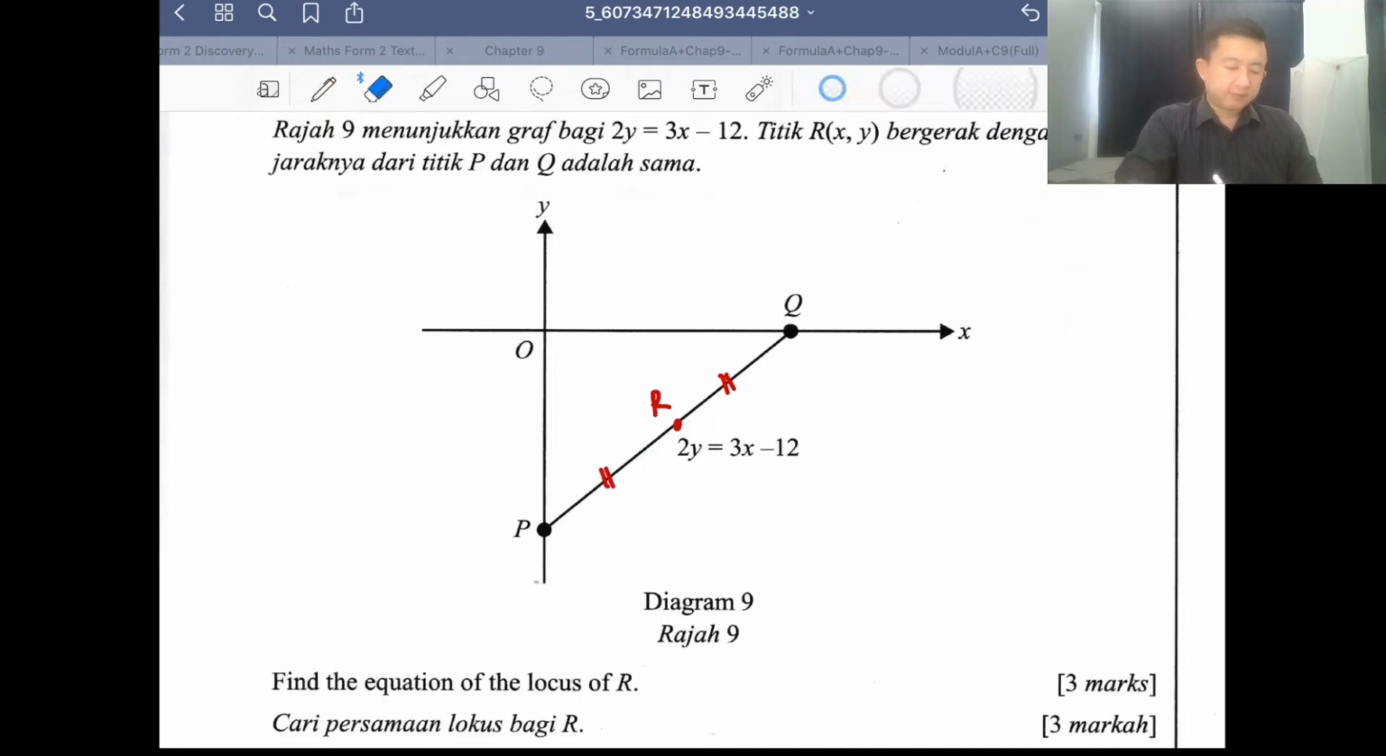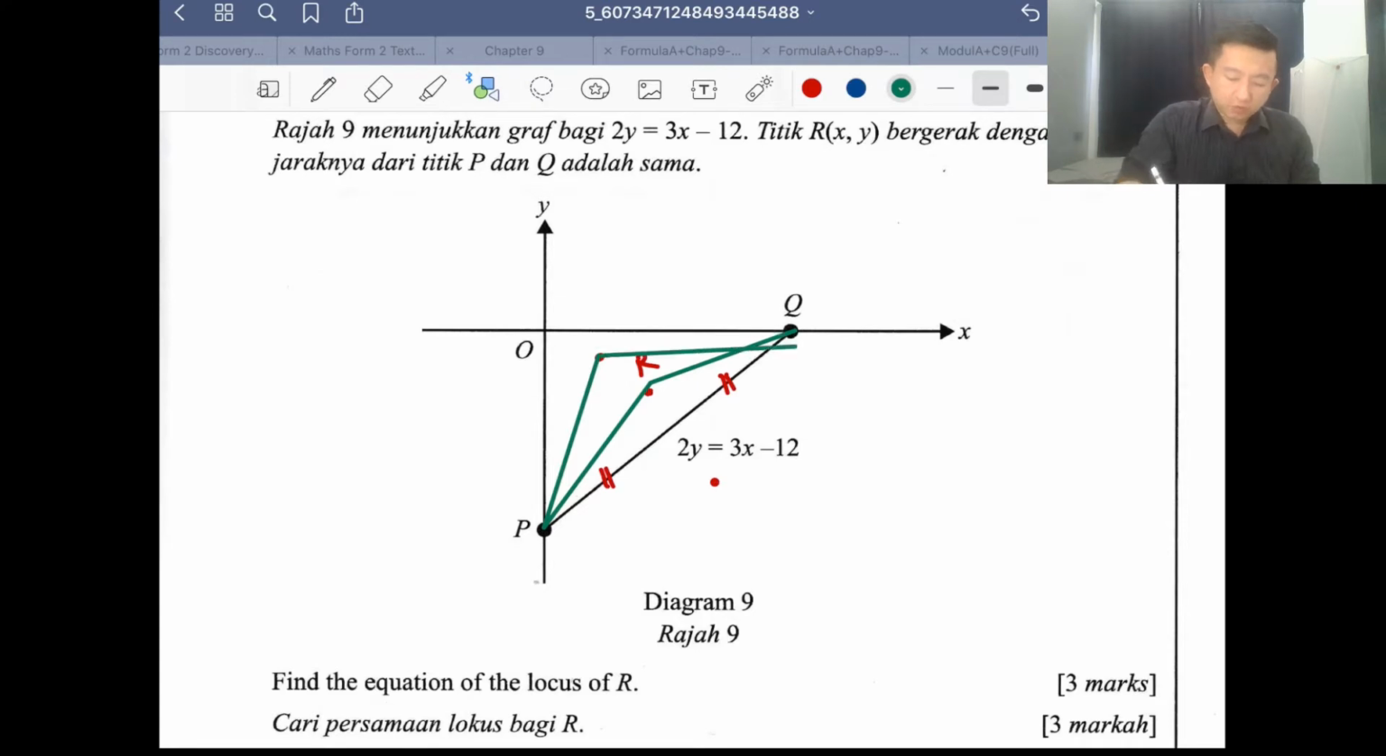It could be not on the line of PQ. It might be here. The R coordinate, you still have equal distance for RP and also RQ. Make sense? Or it could be here, or it could be here. Anyways, you will still have equal distance for RP and also RQ.